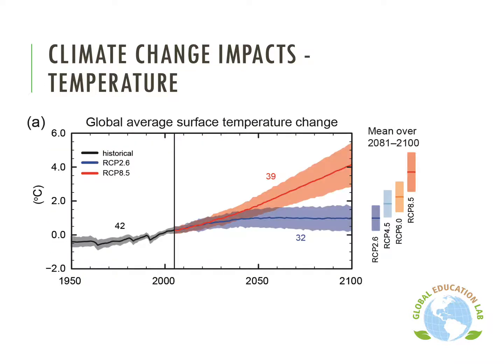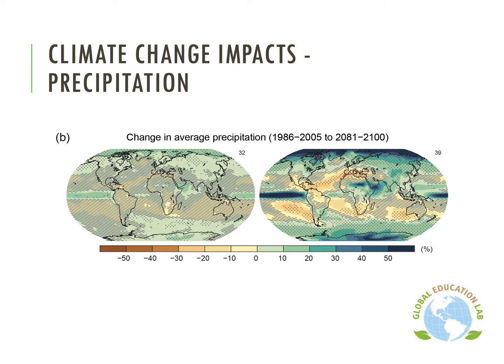Based on IPCC projections, global surface temperatures will rise between 1 and 2 degrees Celsius by 2065 and as much as 3.7 degrees Celsius by 2100. Temperatures at the local level could be different than these projections.